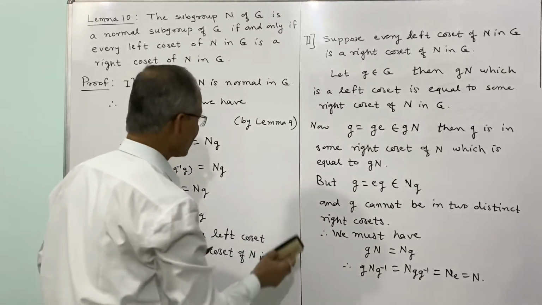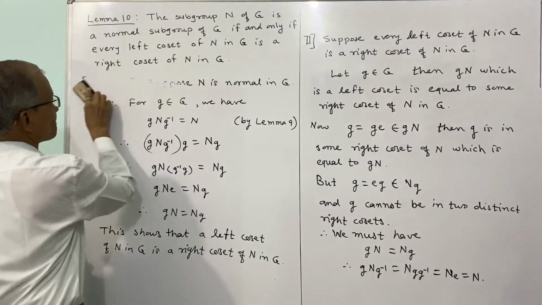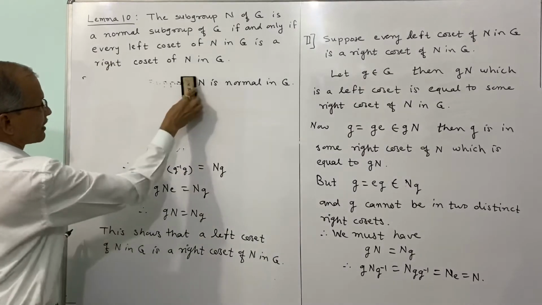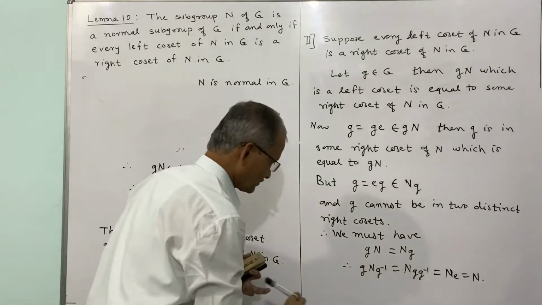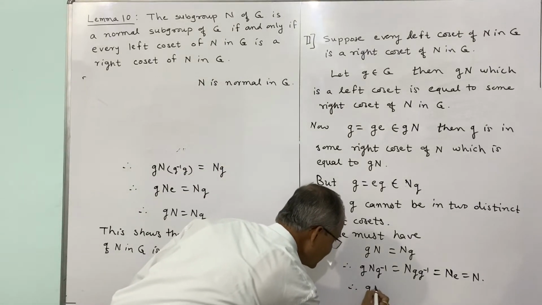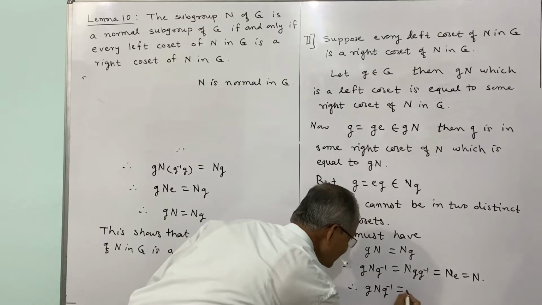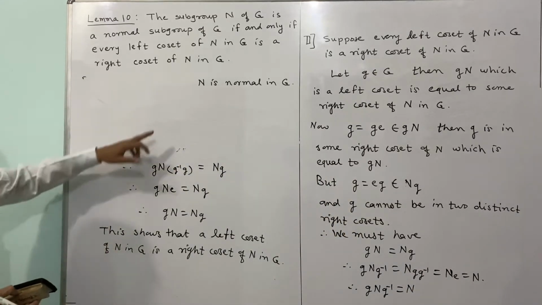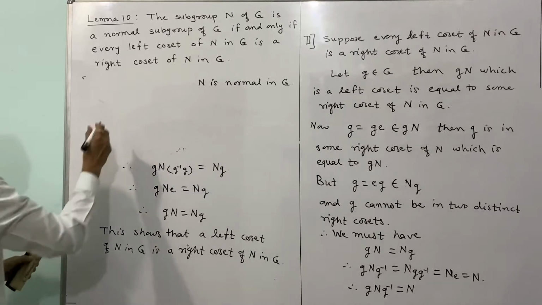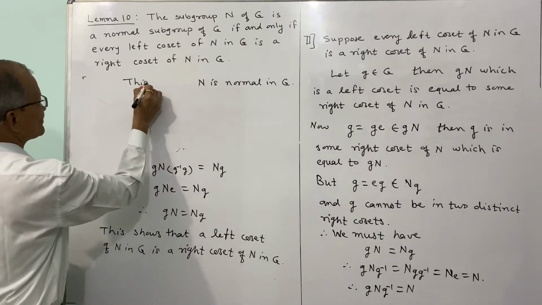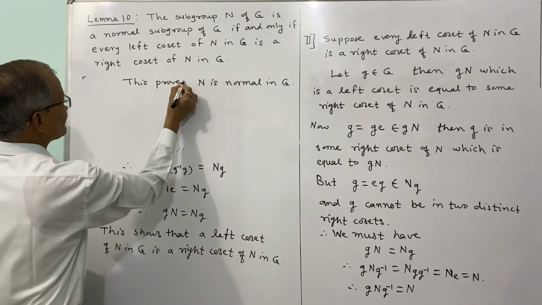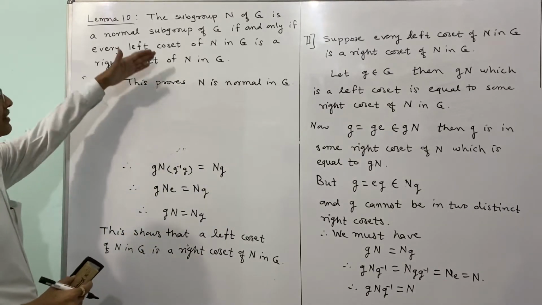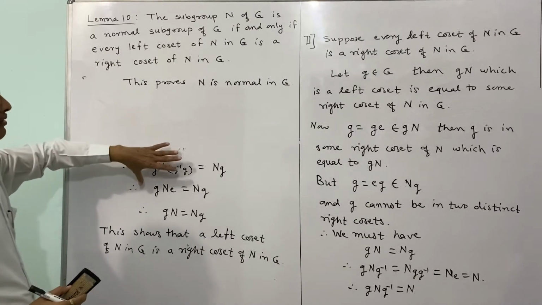So therefore here we have gNg inverse is equal to N. And this proves that N is normal in G. This proves N is normal in G, and thus the proof is complete. Both ways we have proved.